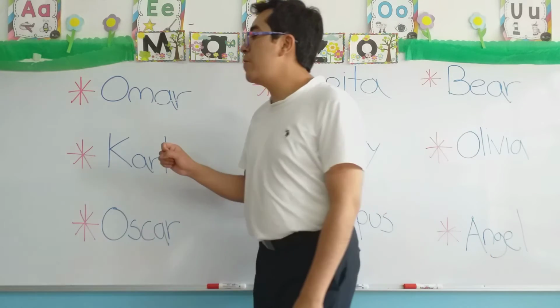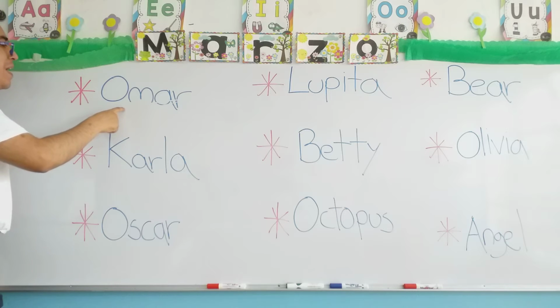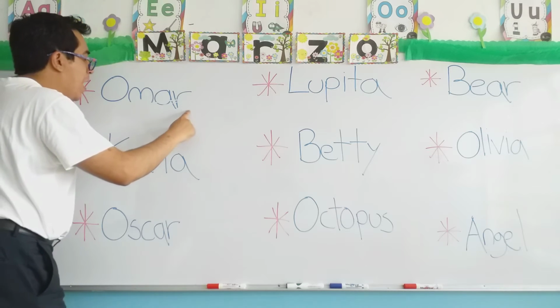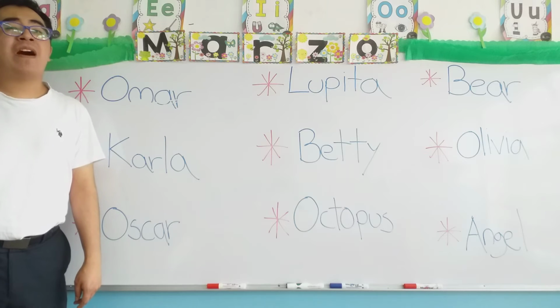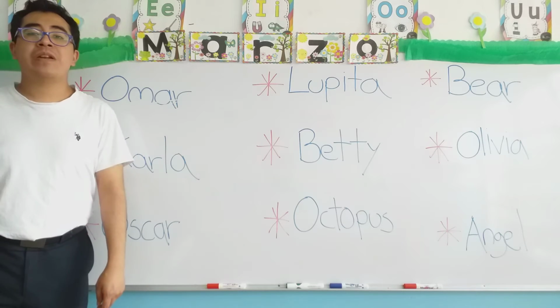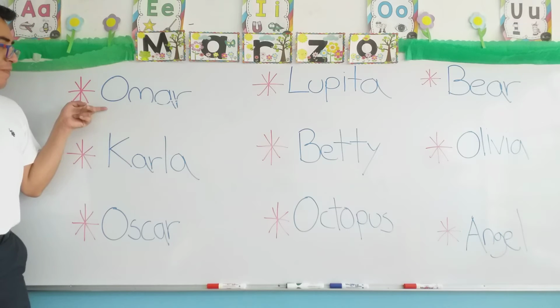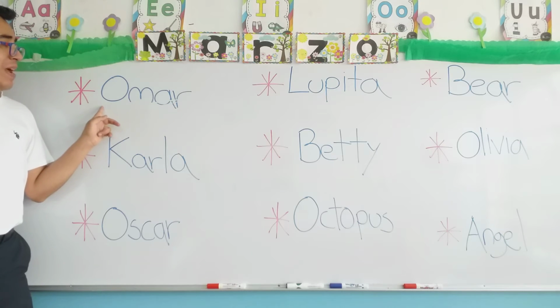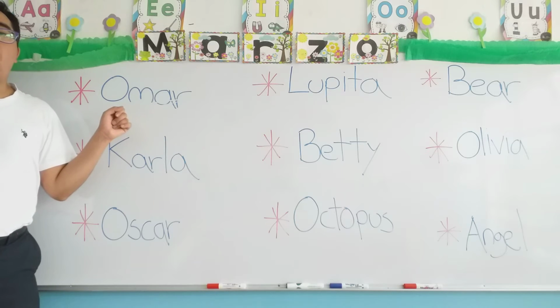Let's begin with the first one. Vamos a empezar con el primer nombre right here, and it says Omar. The name of a person, the name of a boy. So, the word Omar, ustedes que ven aquí las letras, la palabra Omar empieza con capital O.